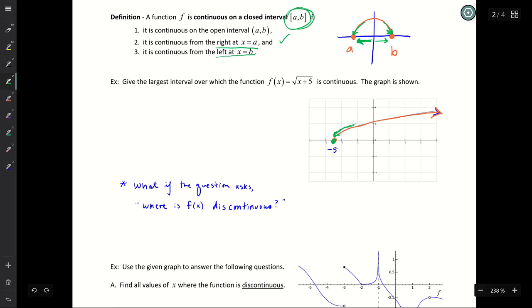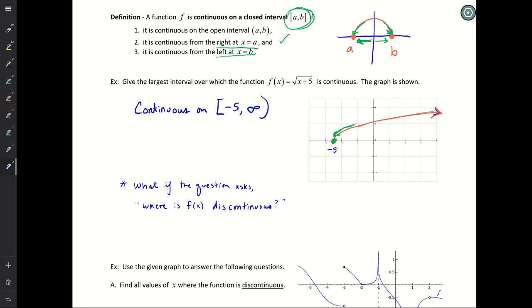And so on this one, we would say that this function is continuous on, we would use a bracket at -5 to include the -5. And then we would say to infinity, we always use a parenthesis around infinity since you can't actually include that value. So it would be continuous on that particular interval.